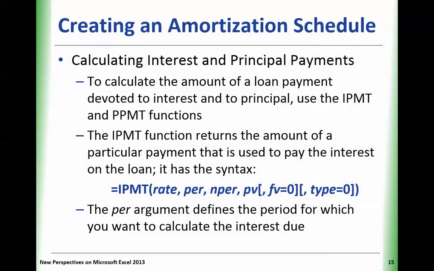Calculating interest and principal payments. To calculate the amount of loan payment devoted to interest and principal, use the IPMT and PPMT functions. The IPMT function returns the amount of a particular payment that is used to pay the interest on a loan. It has the syntax of IPMT, rate, per, nper, PV, FV, and type. The per argument defines the period for which you want to calculate the interest due.